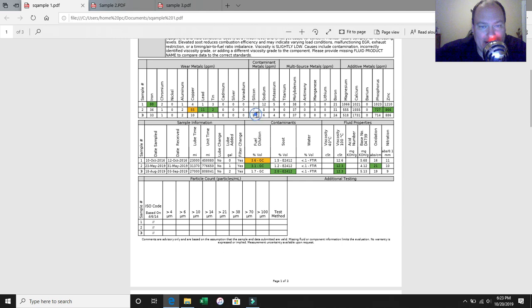These numbers here are not high, but I don't like them that high. These 7s and 8s. I like to stay more in the 3 to 5 range. So maybe I need to do an air filter service more often.